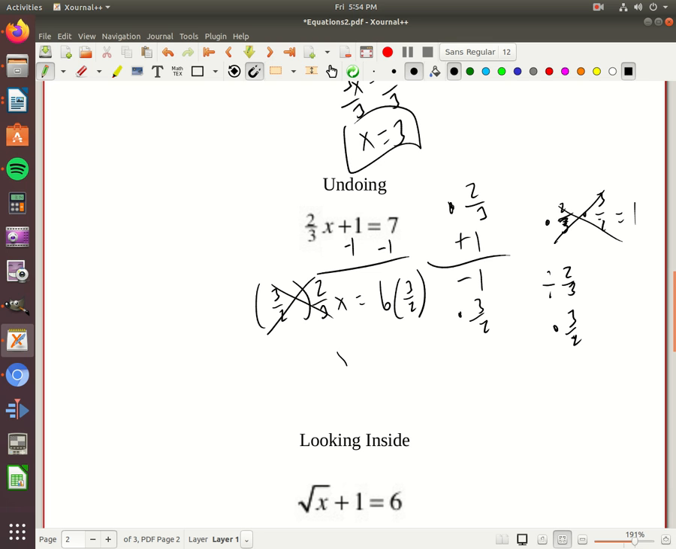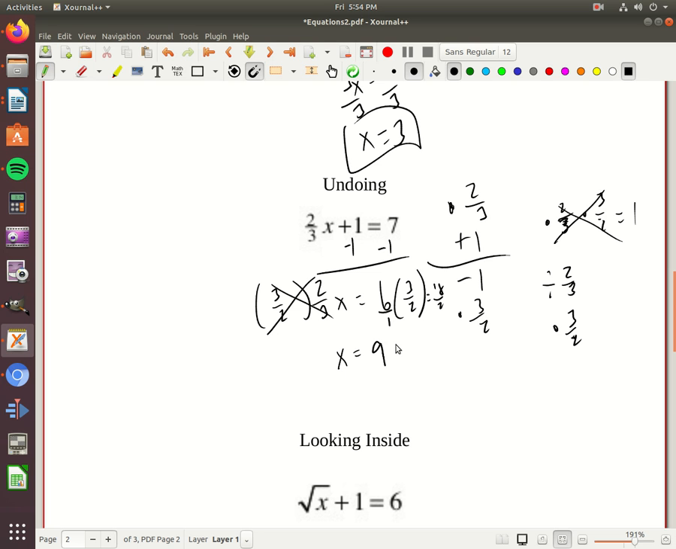Cross cancel leaves me x here. And again, if you don't like the way this looks, put a 1 underneath so that they're equally balanced. Now you either have 18, 6 times 3, right? Multiply the tops and get 18. And then we multiply the bottoms and get 2. So 18 divided by 2 is 9.